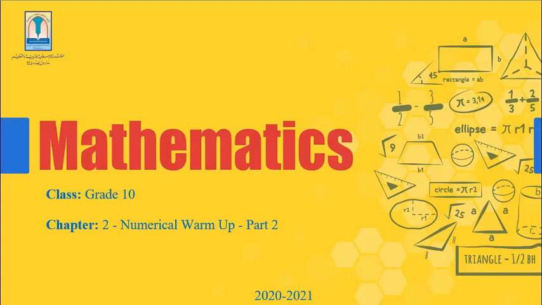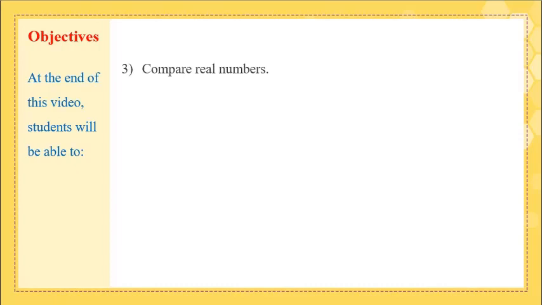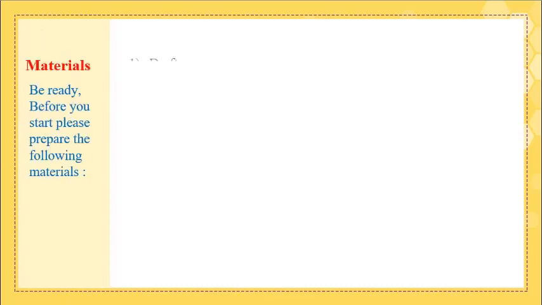We will start part 2 of our lesson, numerical warm up. Objectives: compare real numbers, bound a real number. Materials: draft papers, pens, calculator, textbook, and copybook. We will start by comparing two real numbers.